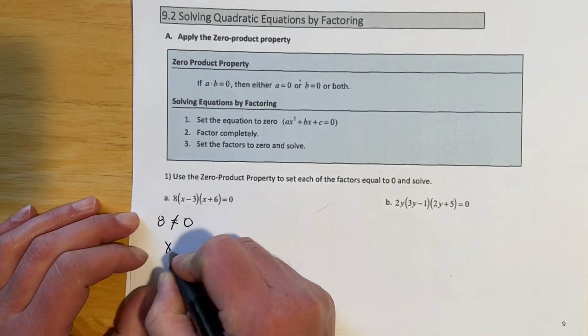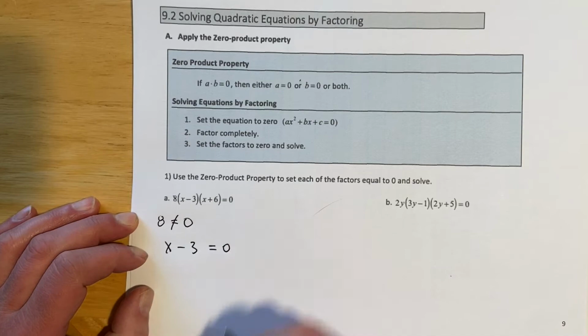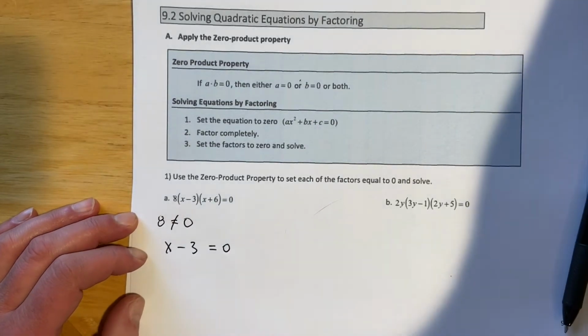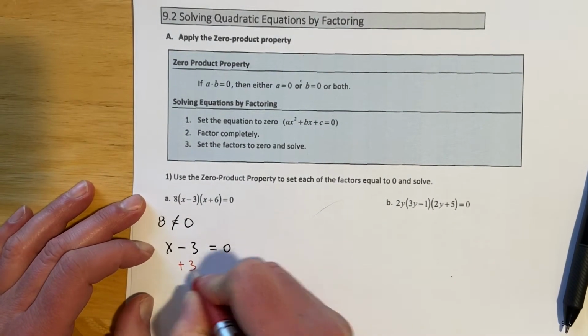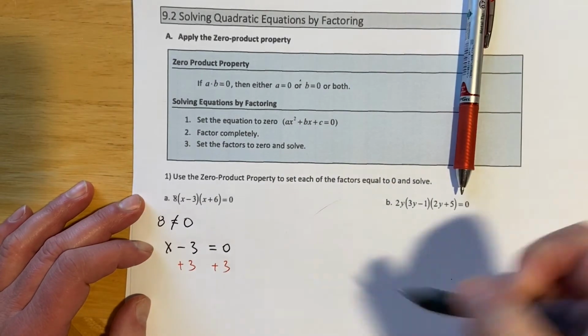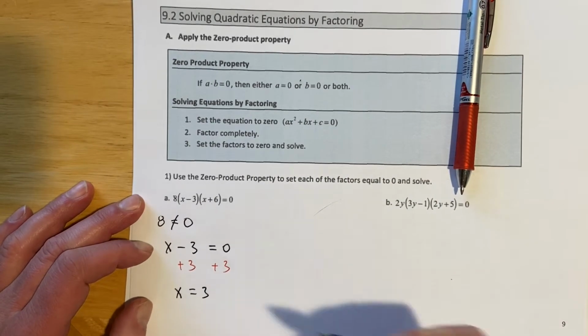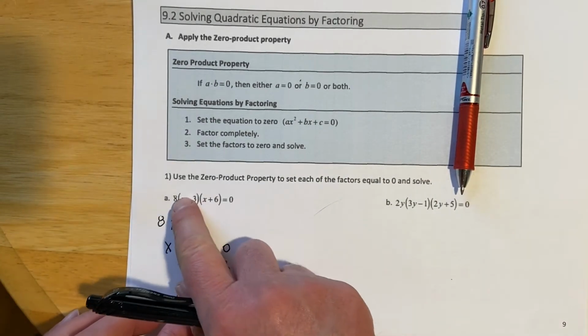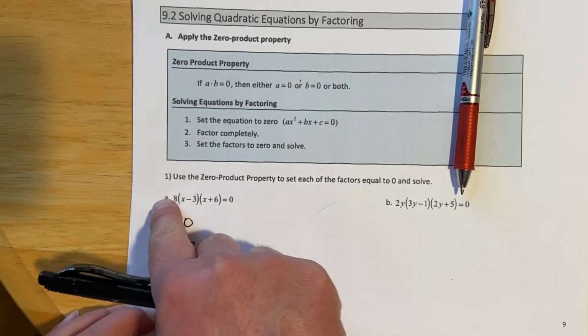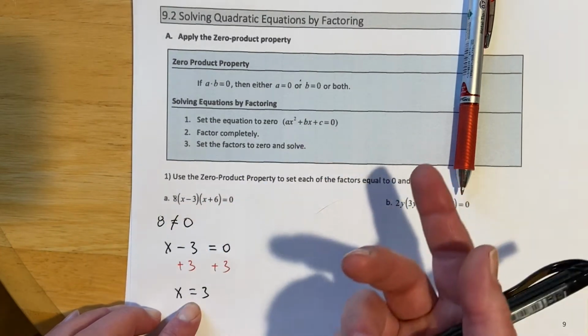This next one, we'd have x minus 3 equals 0. So solving, I'd add this 3 over, and we get x equals 3. And you can see if I put 3 in here, 3 minus 3 would be 0. 0 times who cares would make 0.